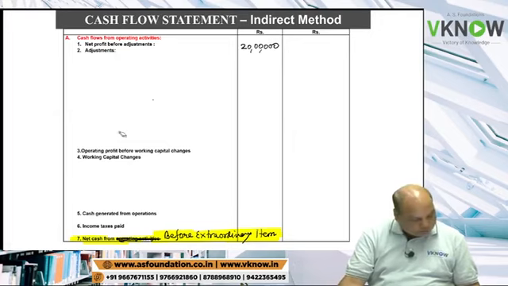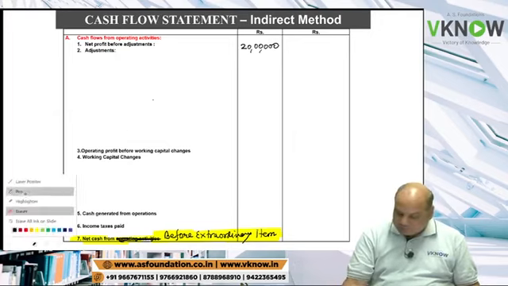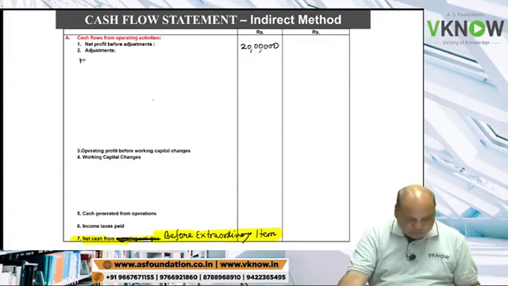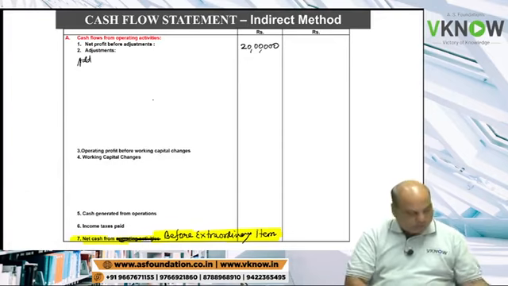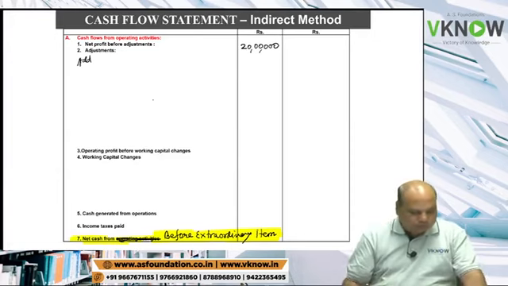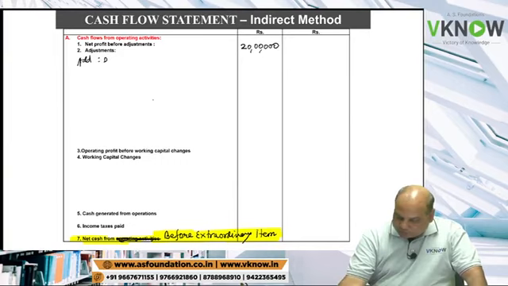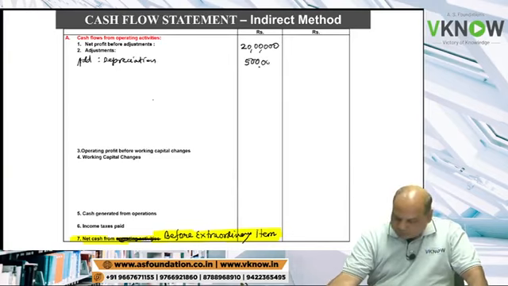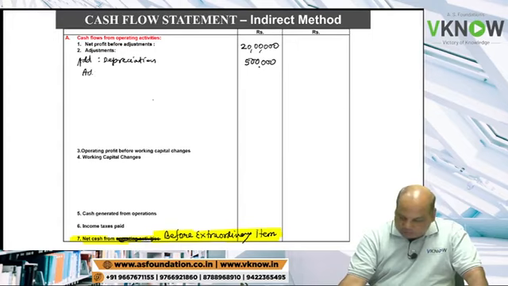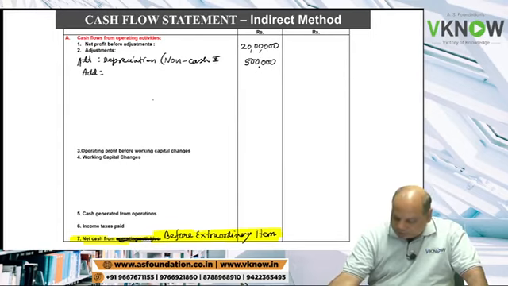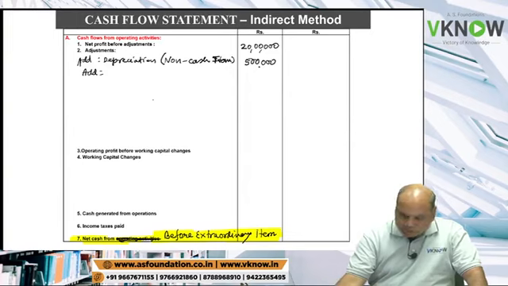Next we have to write in adjustment. In adjustment write down, add depreciation. How much is depreciation? 5 lakhs. Why are we adding it? It's a non-cash item. Then next is add debenture discount written off.